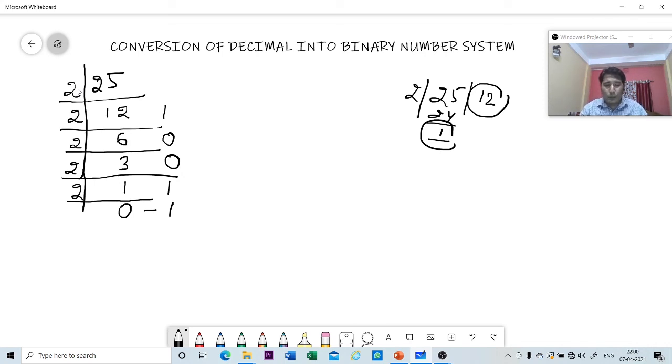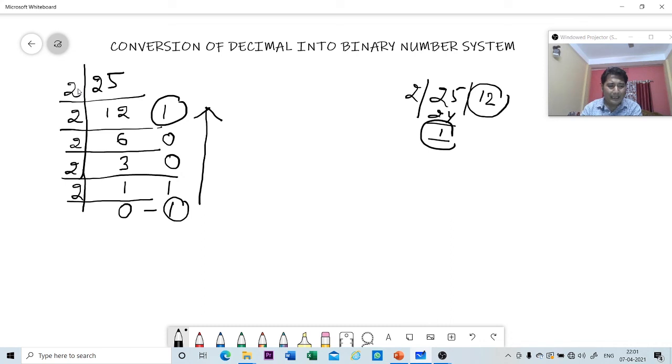Now what we can do is, we have to arrange these numbers in reverse order. So all these remainders should be arranged in the reverse order. That is, the most significant digit should be on the left hand side, and the least significant digit should be on the right hand side. So we call this the most significant digit, and we call this the least significant digit. So we will arrange these remainders in reverse order, from bottom to top.